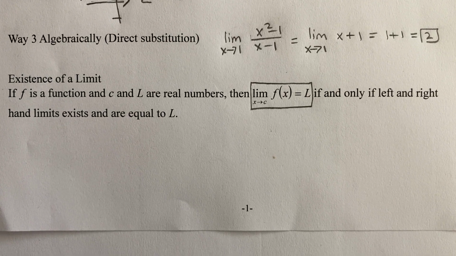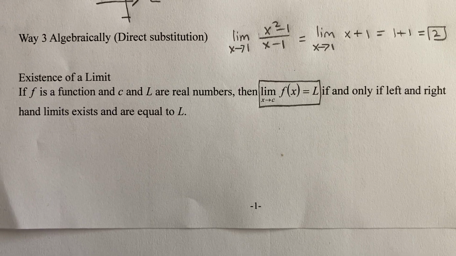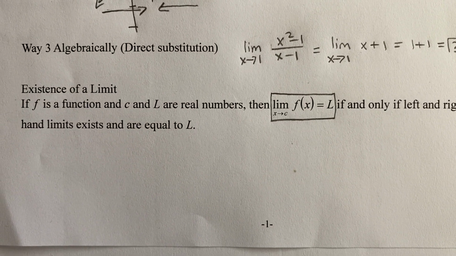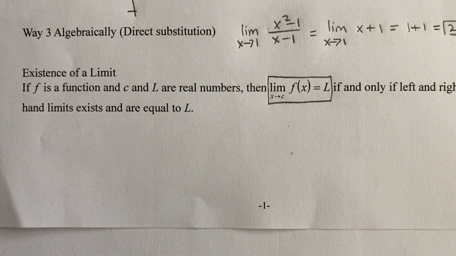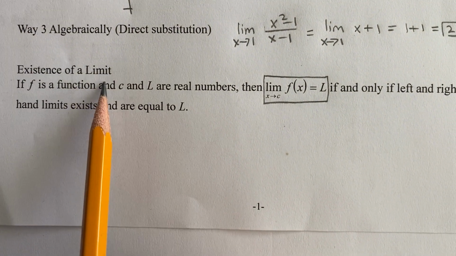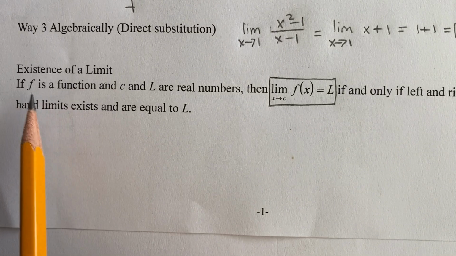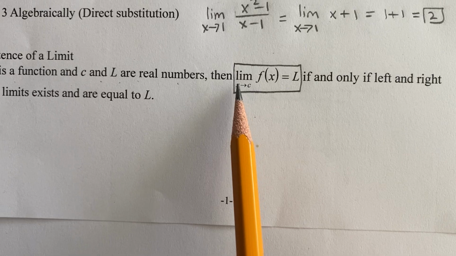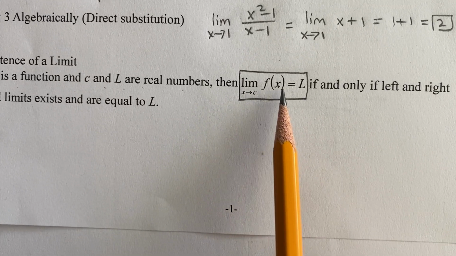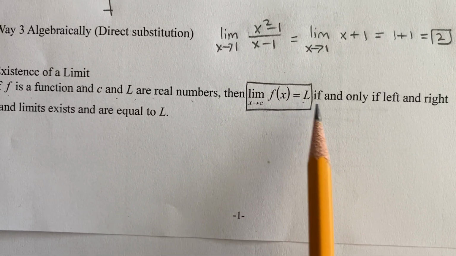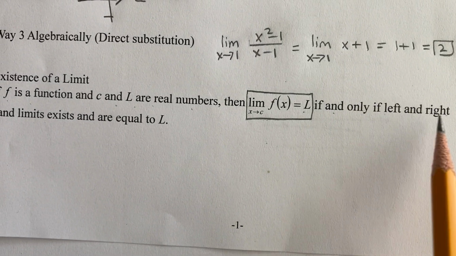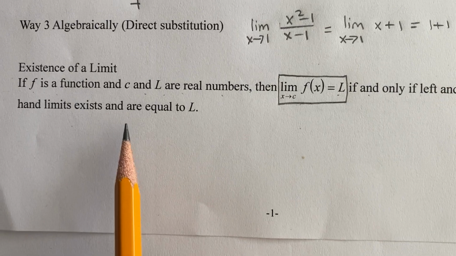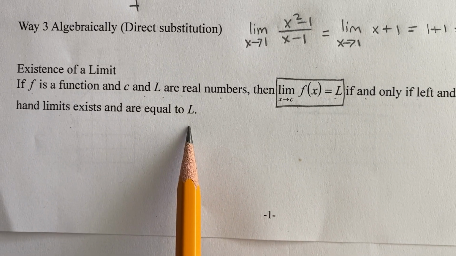Okay, so kind of leaving off where we left off, we're going to talk about the existence of a limit. And so not all limits exist. Okay, so I'm going to read this existence of a limit theorem here. If f is a function and c and L are real numbers, then the limit as x approaches c of f of x is equal to L if and only if the left and right hand limits exist and are equal to L.